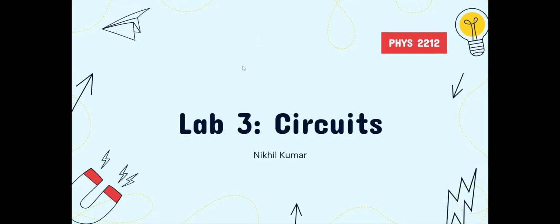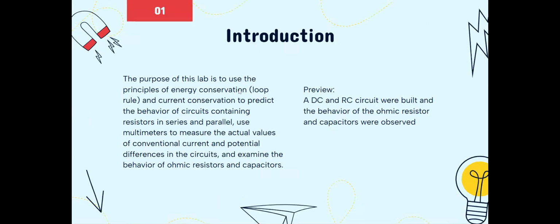This is Lab 3 of Physics 2212, circuits. Okay, so the purpose of this lab is to use the principles of energy conservation and current conservation to predict the behaviors of circuits containing resistors in series and parallel, using multimeters to measure the actual values of conventional current and potential differences in the circuits, and examine the behavior of ohmic resistors and capacitors.